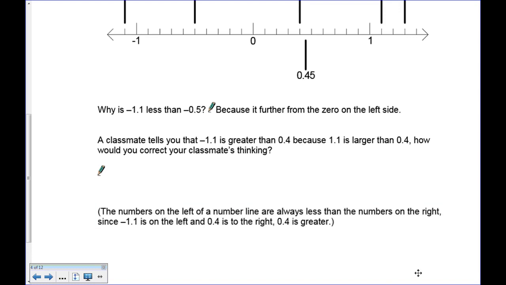So there you go right there. The numbers on the left of a number line are always less than the numbers on the right. Since negative 1.1 is on the left and 0.4 is on the right, 0.4 is greater.